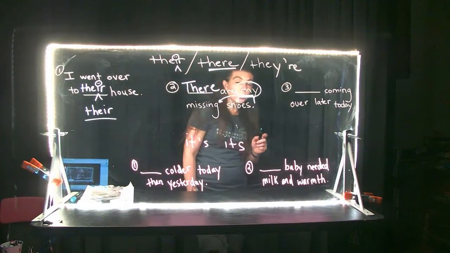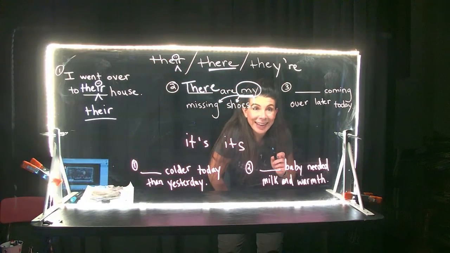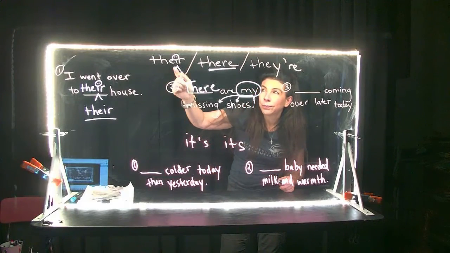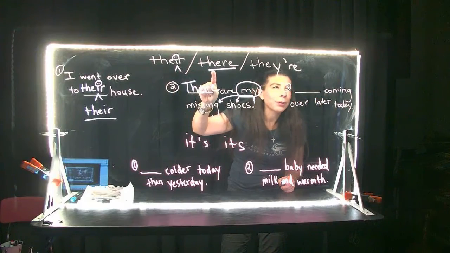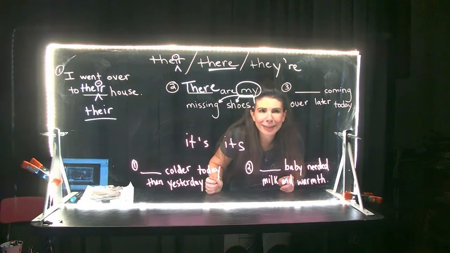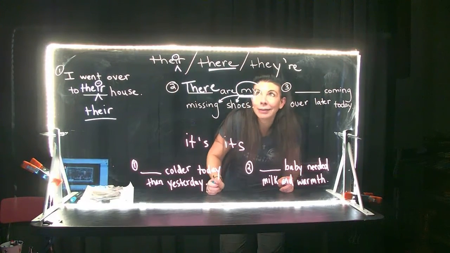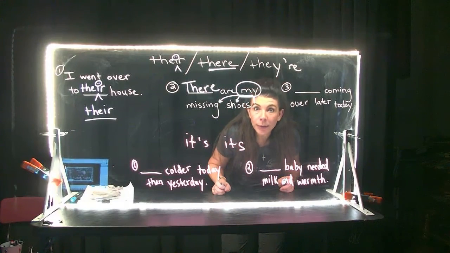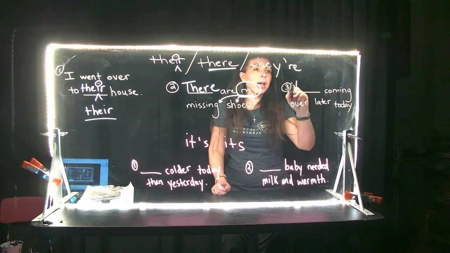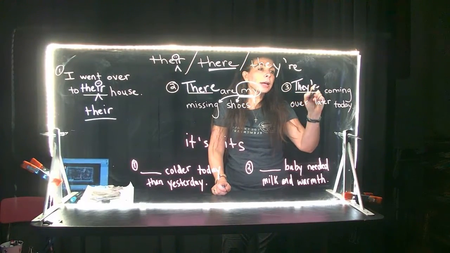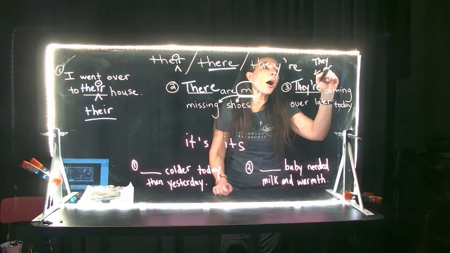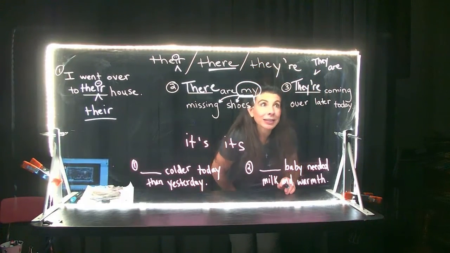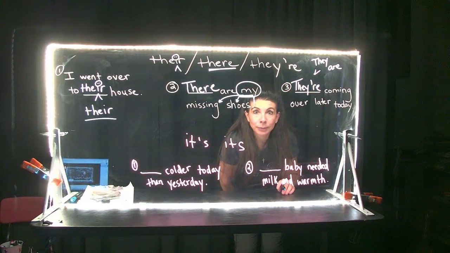And then let's do the last one. They're coming over later today. Well, that doesn't own something, so it's not owning. It can't be that. I wouldn't say here coming over later today. That doesn't make sense. They are coming over later today? That makes a lot of sense. It must be the contraction. They're coming over later today, because I could say they are coming over later today. So it's the contraction. Did you get them right?